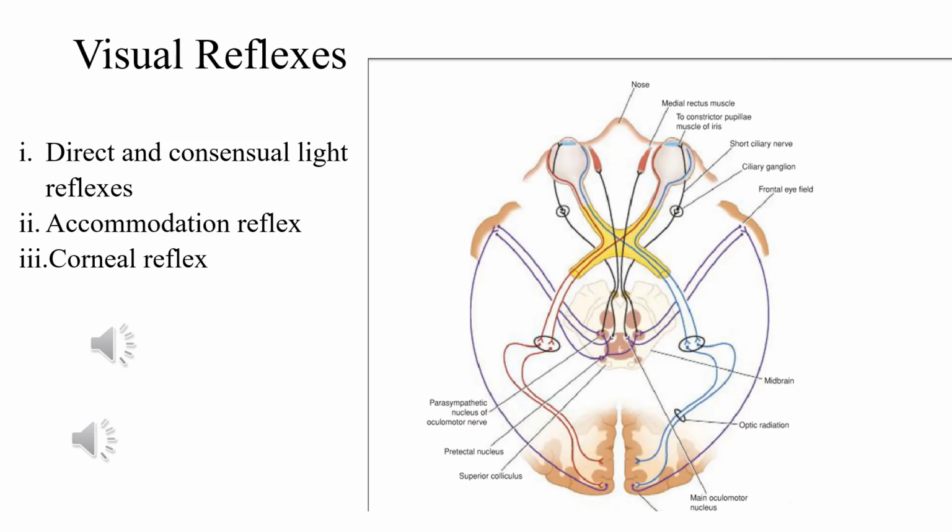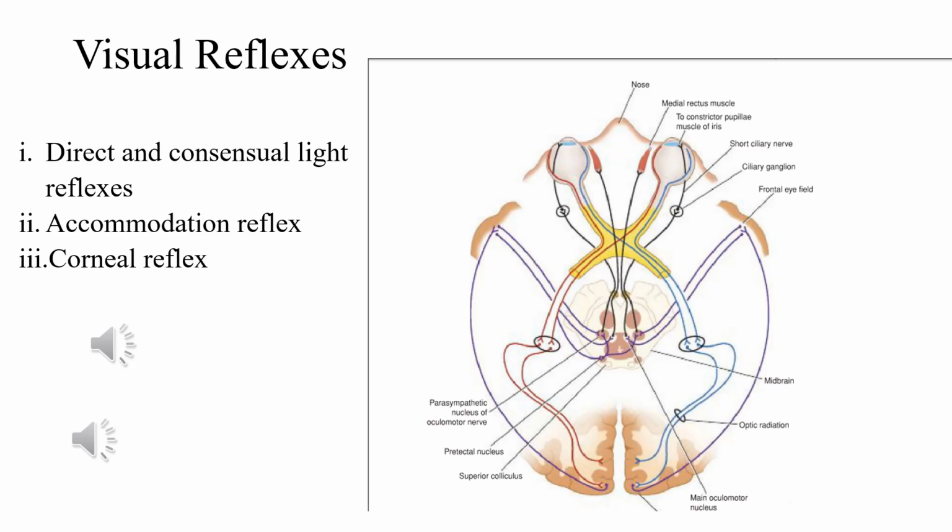Regarding the direct and consensual light reflex, you must know that whenever light is thrown into one eye, the pupil of that eye into which the light is thrown and the pupil of the other eye in which the light is not thrown, both pupils will constrict. Now how does it happen? There is a pathway which starts from the optic nerve and then goes through the optic chiasma and optic tracts.